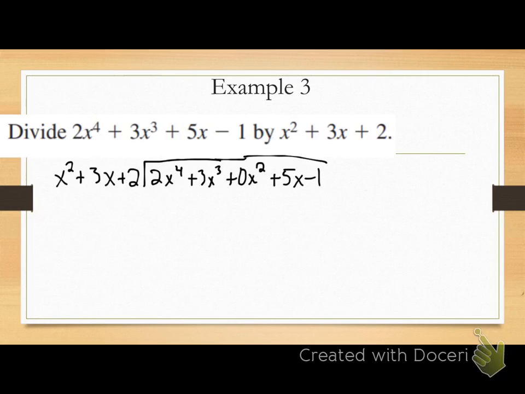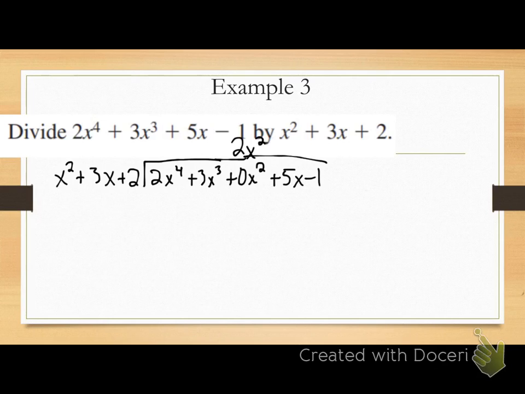All right. Someone raise your hand. Don't just shout it out. Raise your hand if you can help me with my first step. What times x squared would give me 2x to the 4th? 2x squared. Very good. So where am I going to put that 2x squared? Above 0x, above my 0x squared. Very good.